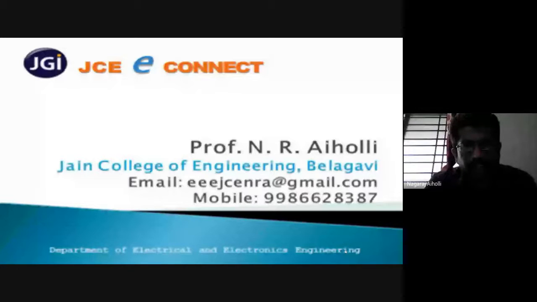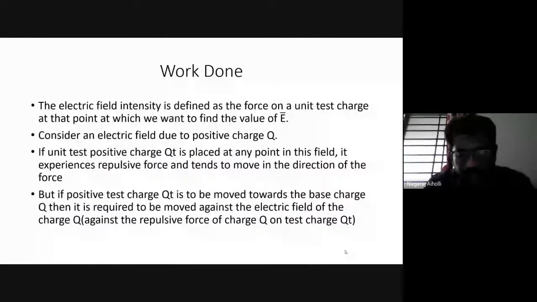Let us begin with the second module, that is energy and potential, the subpart of module 2. Consider the unit test charge at a point at which we want to find the value of electric field intensity. Before that, let us define the electric field intensity. Electric field intensity is defined as the force per unit charge. This definition we already dealt in module 1, right? Electric field intensity is the force per unit charge or force by charge.